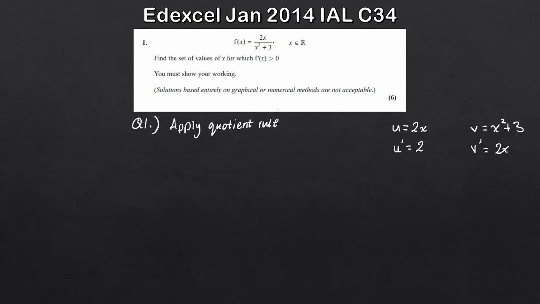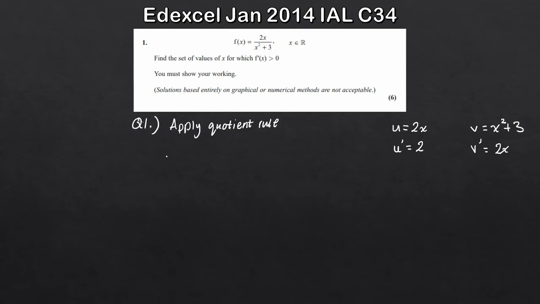So it is giving you the formula if you can't remember it. But remember, to get the correct order here, we do u prime times v. So you've got to be careful with the quotient rule. With the product rule, it doesn't matter. With the quotient rule, the order does matter. So it's u prime times v minus u v prime.